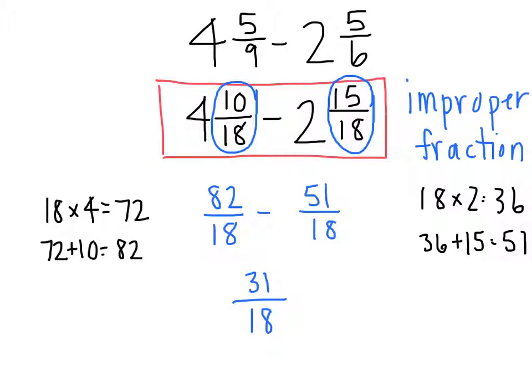And then of course what we want to do is we look at that and we see 31/18 is still an improper fraction, so we want to go back to a mixed number in order to keep it in that same format. And when I do that, I have 1 and 13/18. So our answer here to this problem is 1 and 13/18.